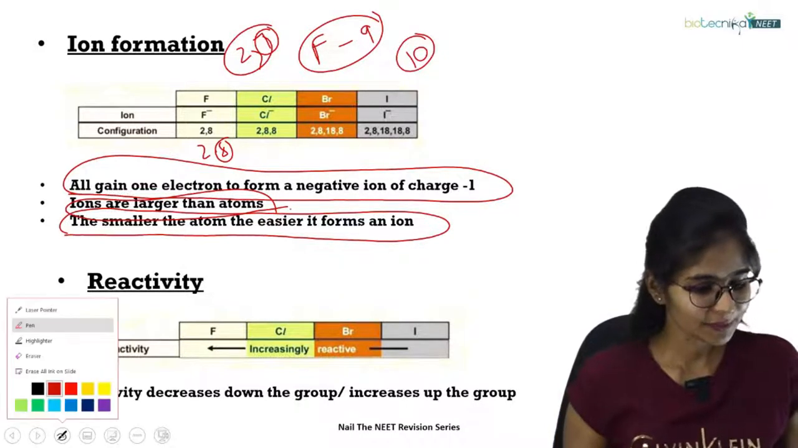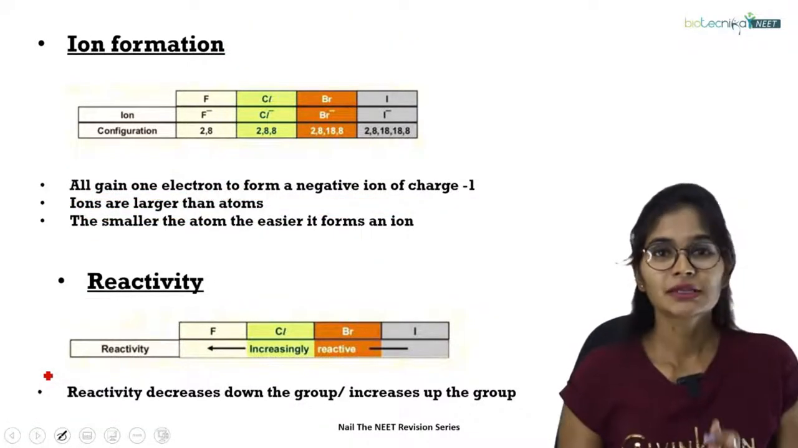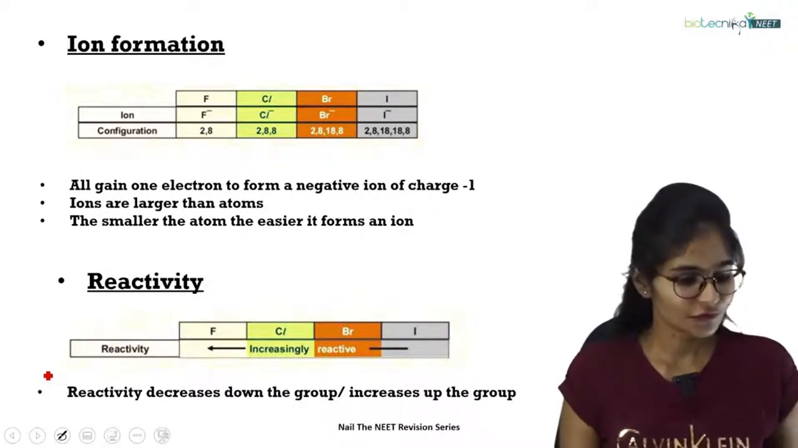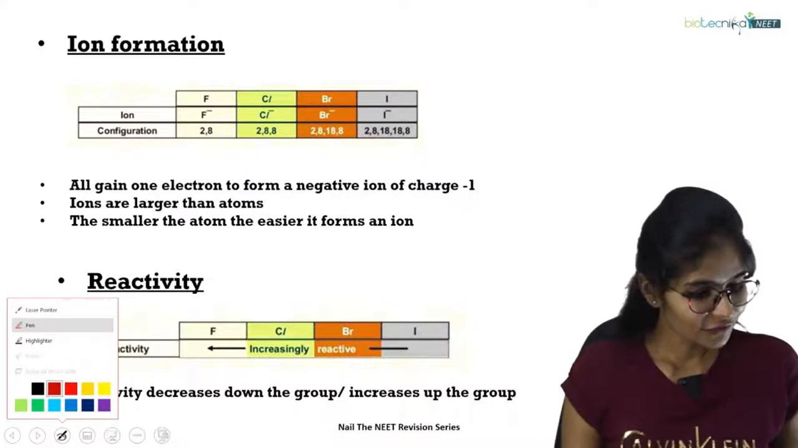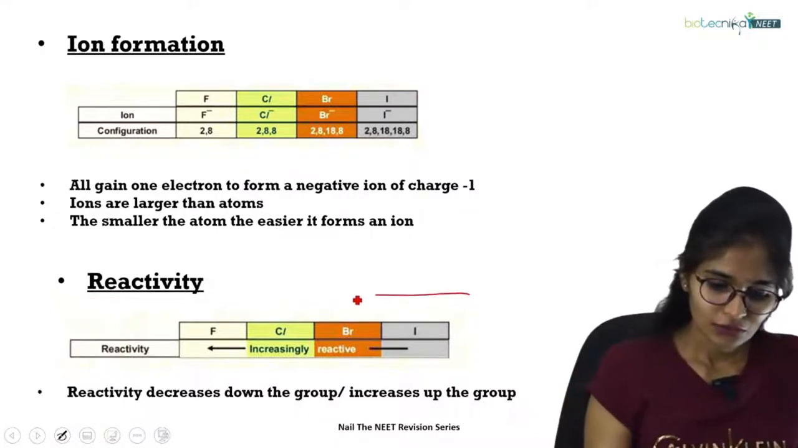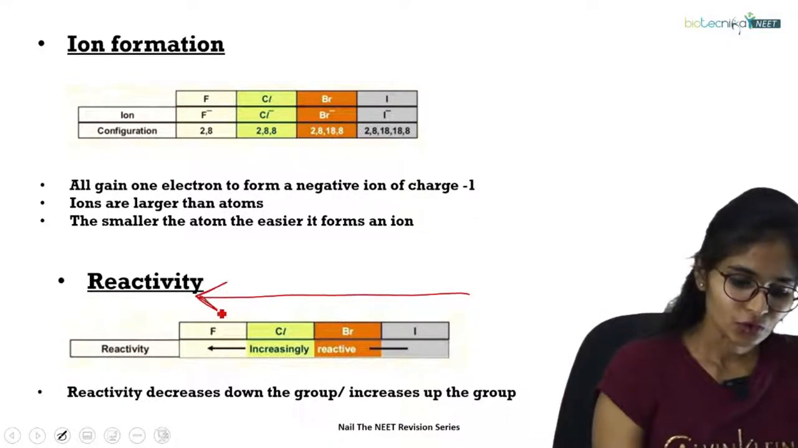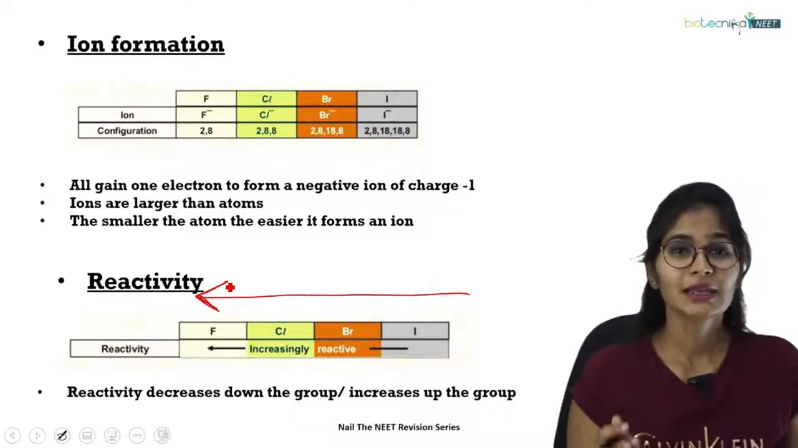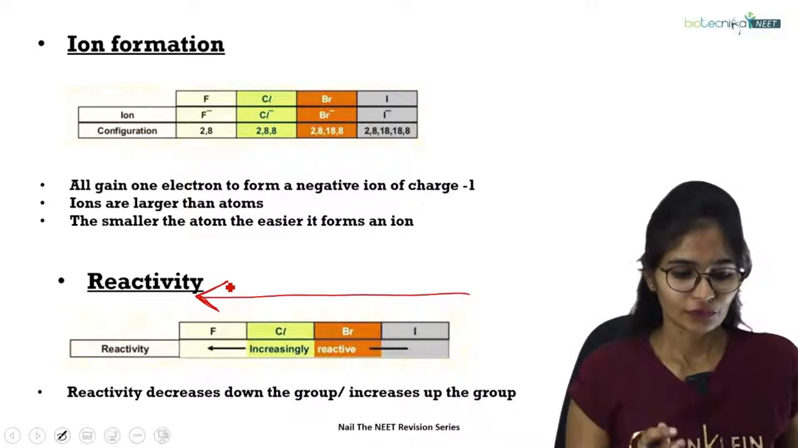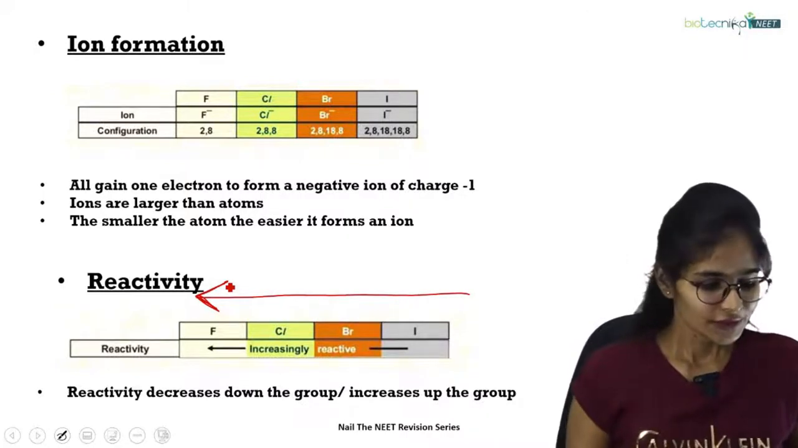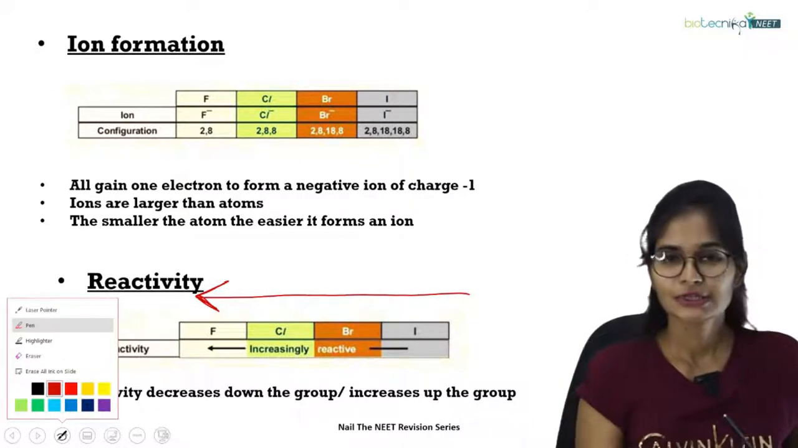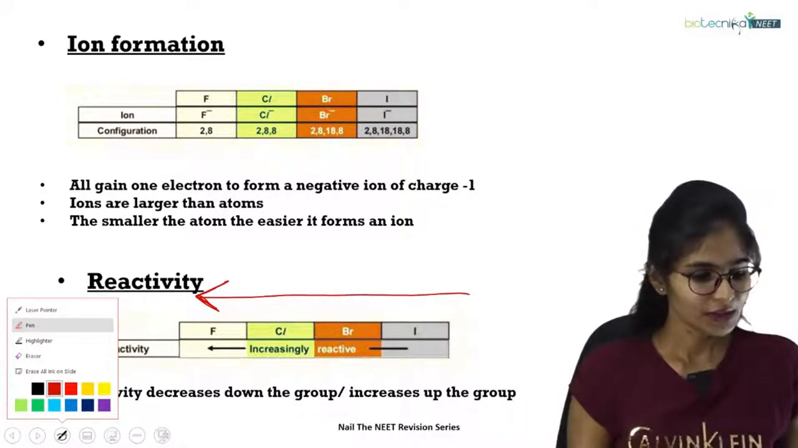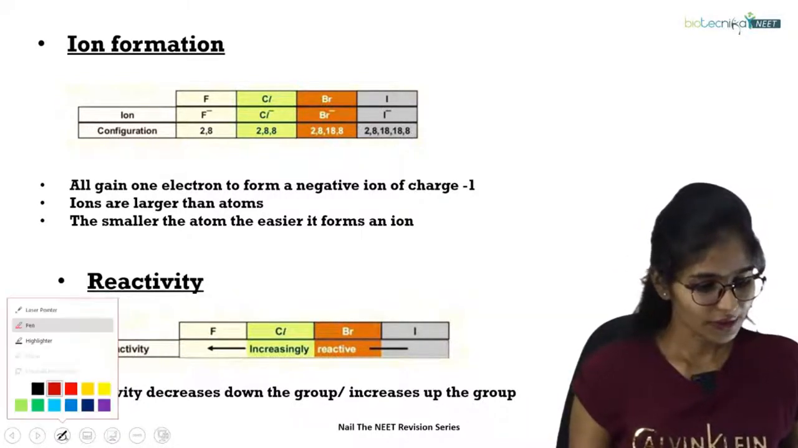Coming to the reactivity part, again it is the same, reactivity increases towards fluorine. Why? Because the electronegativity of fluorine is higher. So towards fluorine the reactivity will be more, and iodine will be less reactive compared to F2, that is fluorine. So reactivity decreases down the group and increases up the group. This is with respect to reactivity.